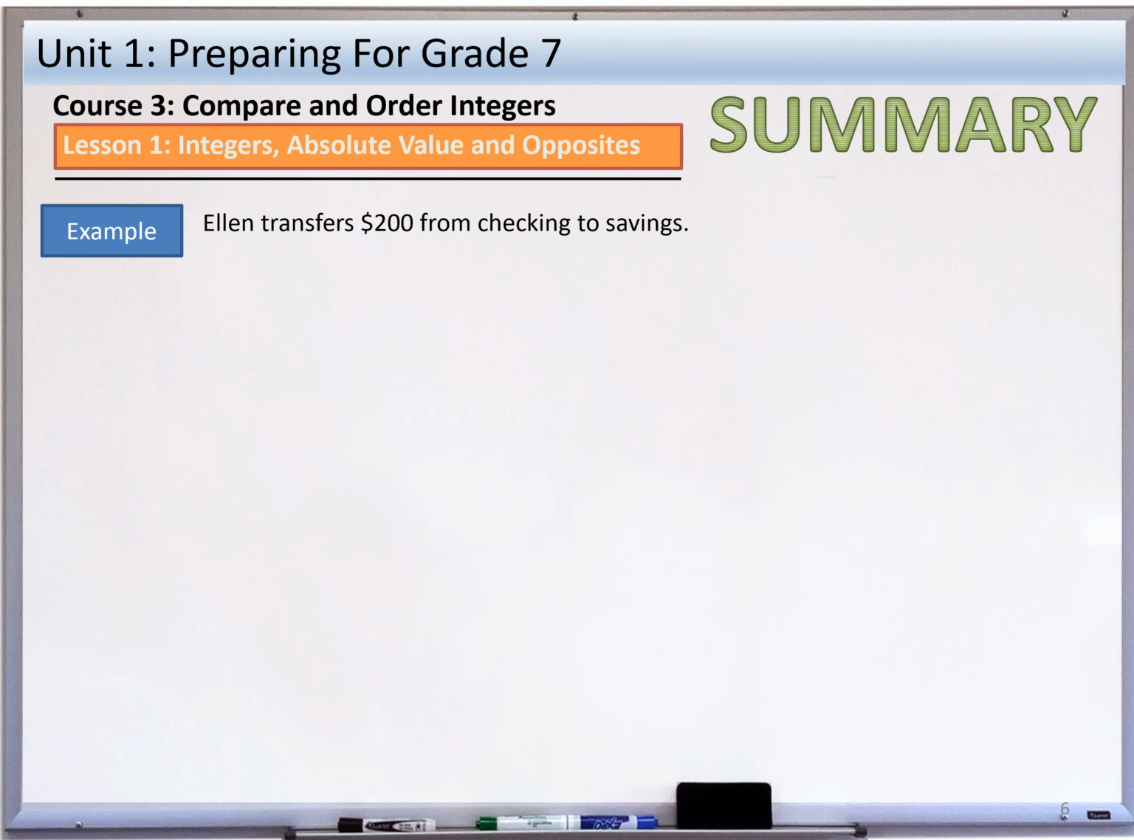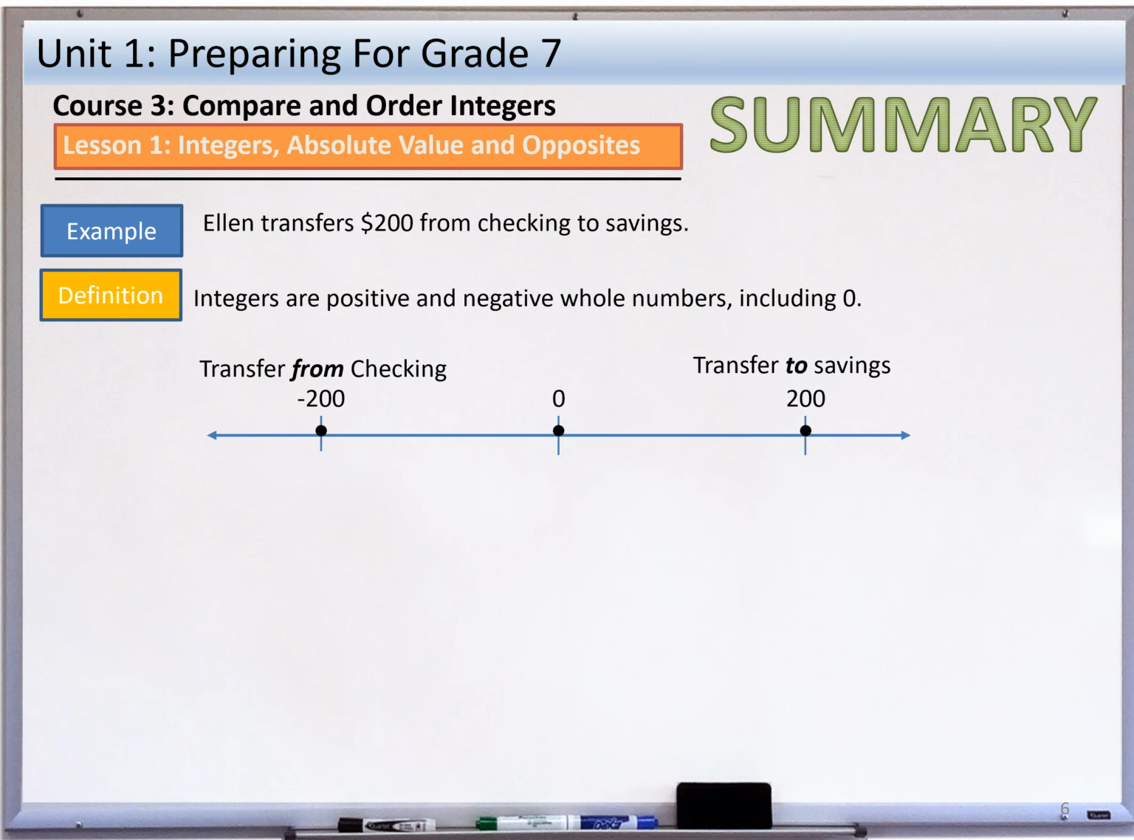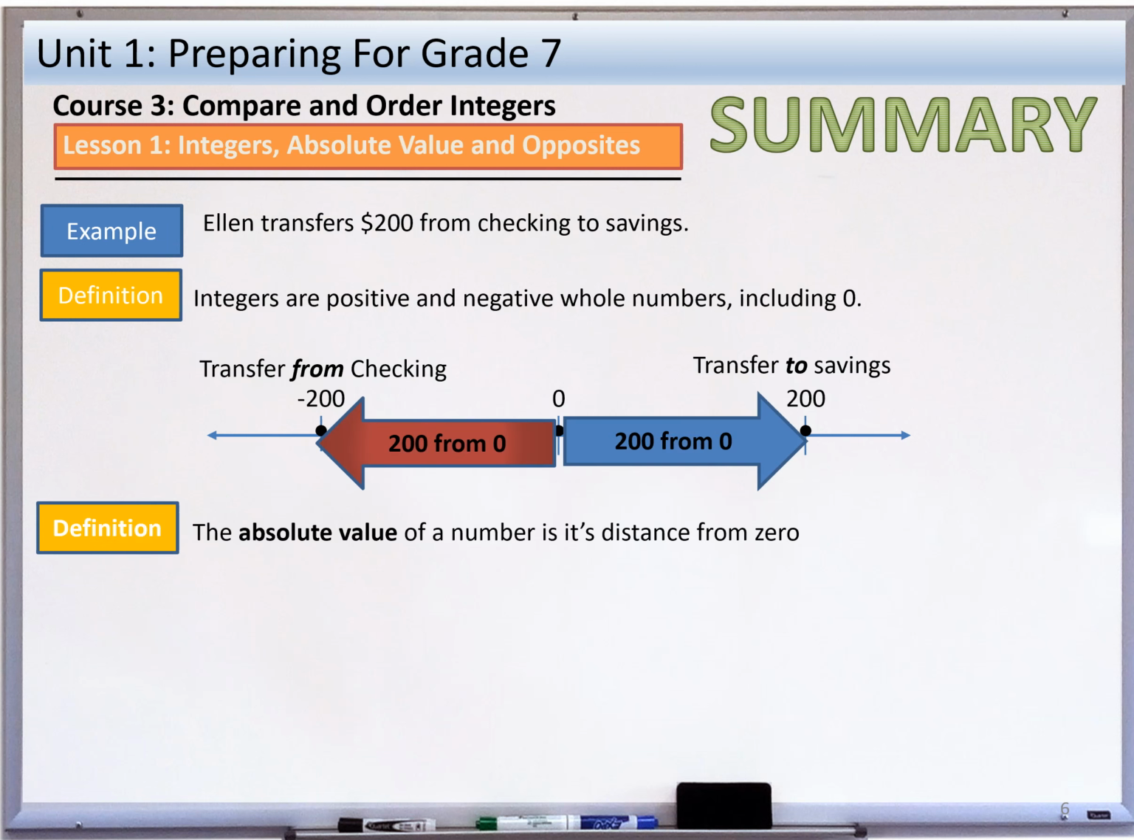So let's summarize what we did so far. A lot from just this one statement. Ellen transfers 200 from checking to savings. Integers are positive and negative whole numbers, including 0. We can graph those on a line. The transfer from checking is minus 200 or negative 200, and the transfer to savings is a plus 200. The absolute value is the distance from 0. Regardless of the direction, it's still $200. The absolute value of her transfer is 200.